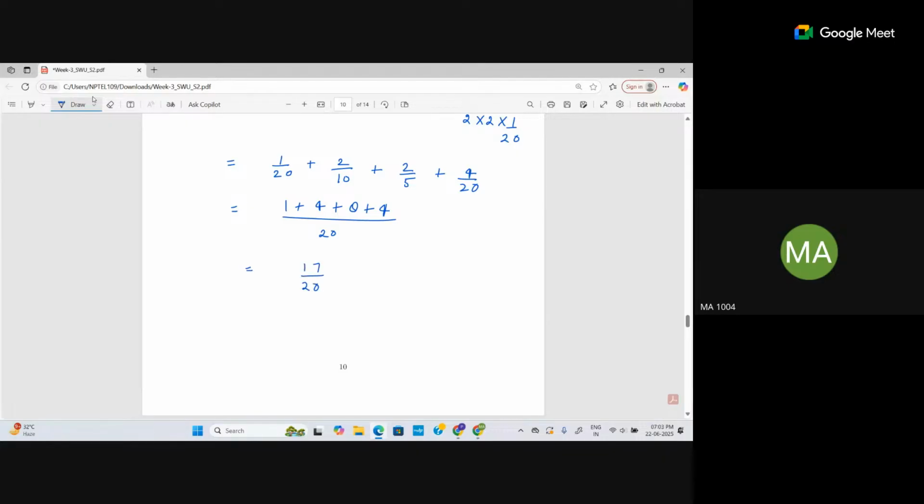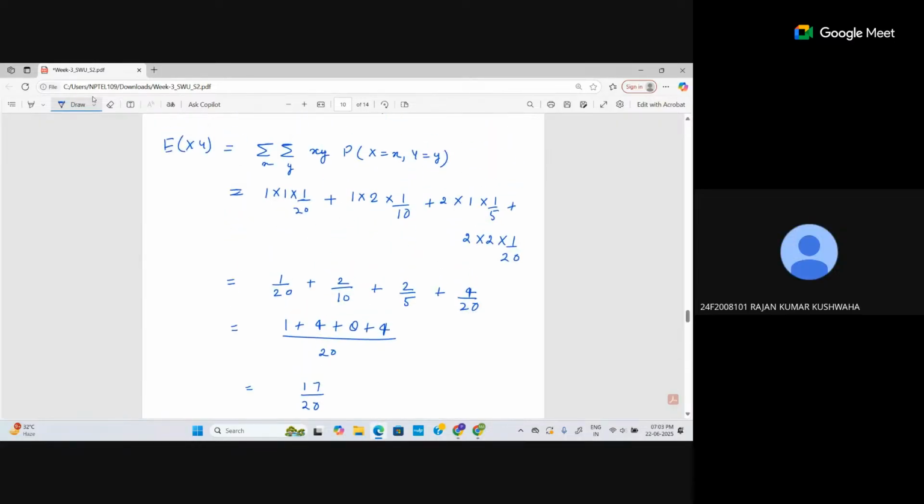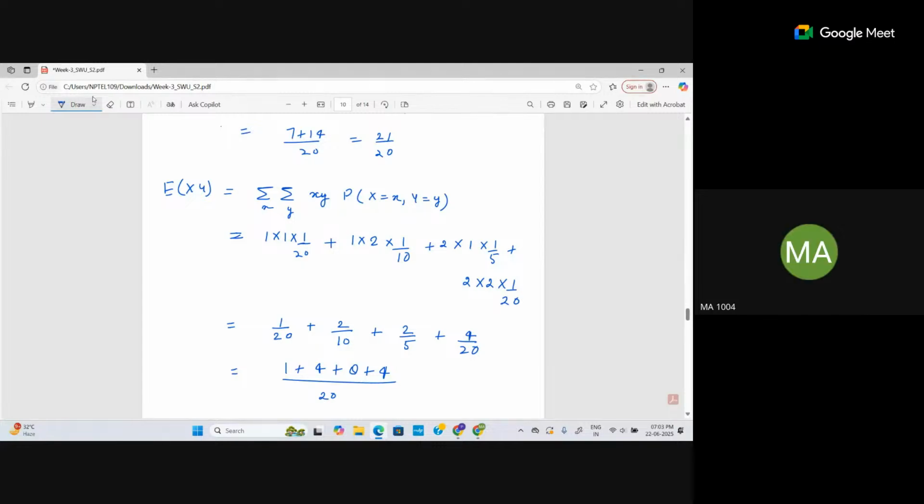Ma'am, if we did expectation of X into expectation of Y, then it would be same as expectation of XY. No, it is not always the same. This is the same only when X and Y are independent. Then only we can say that these two will be the same, but not always. Okay, ma'am, got it.